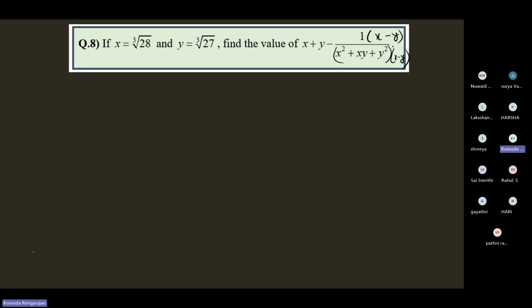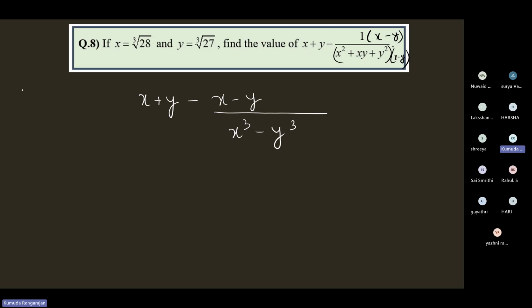So then what will happen? We will have x plus y minus 1 into x minus y is x minus y, divided by x minus y into x squared plus xy plus y squared, which is x cubed minus y cubed, by the identity. Now this looks somewhat better.